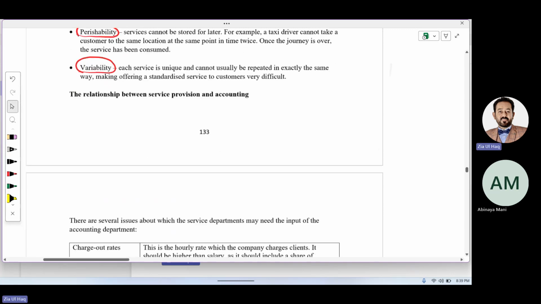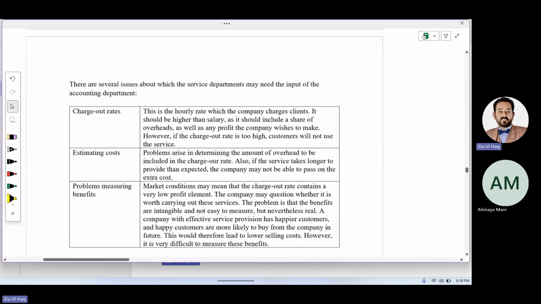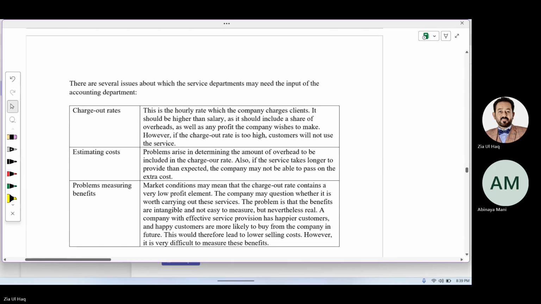The relationship between services department and accounting department. Service department needs to make sure of the rate of services from accounting department, per hour rate, per week rate, for the complete day rate, what could be the rate that should be charged to the customer.